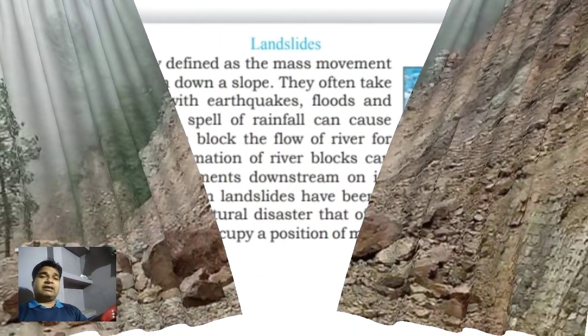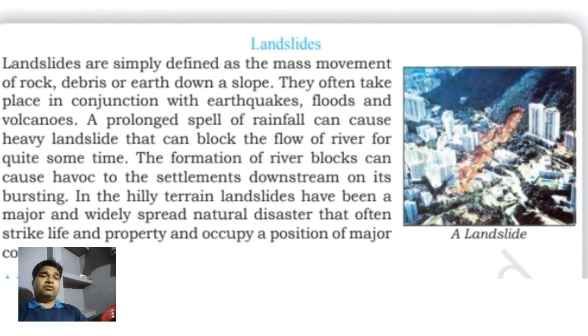Now let's understand landslides according to the book. Landslides are simply defined as the mass movement. Mass means going together, a big movement of rock debris. Debris means leftover particles or earth down a slope. They often take place in conjunction. Conjunction means together with earthquakes, floods, and volcanoes. I will show you the pictures of flood, earthquake, and volcano after this slide.